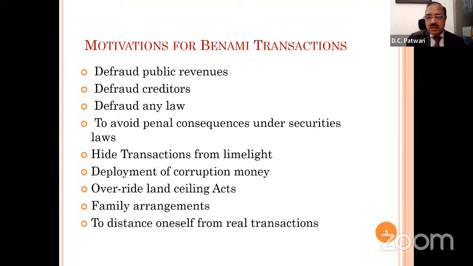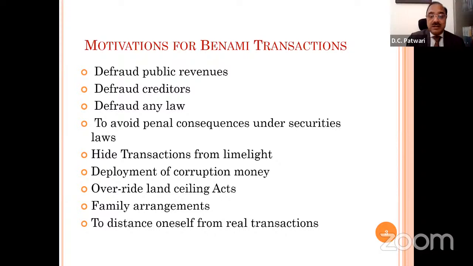Then, to hide transactions from the limelight. A person is already in the limelight. He doesn't want the public at large to know that he has entered into so many transactions. Then he may hide it by doing it in a Benami name. Then deployment of corruption money. Obviously, corruption money cannot be deployed in one's own name. It has to be only in Benami names.